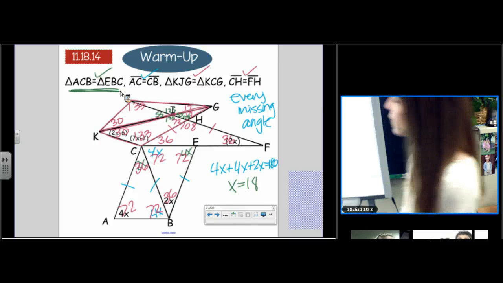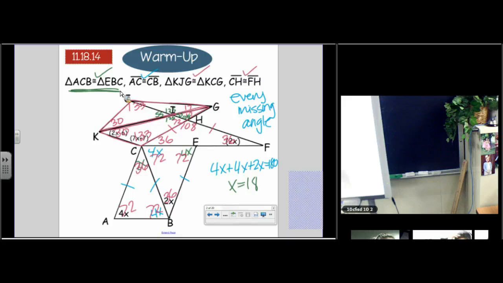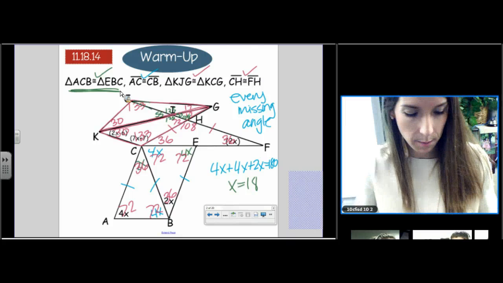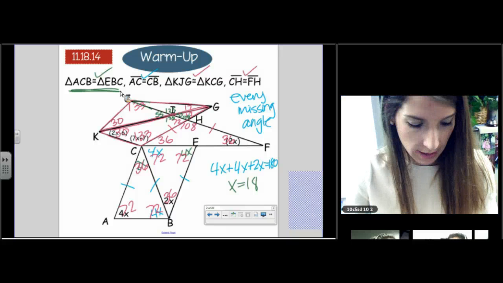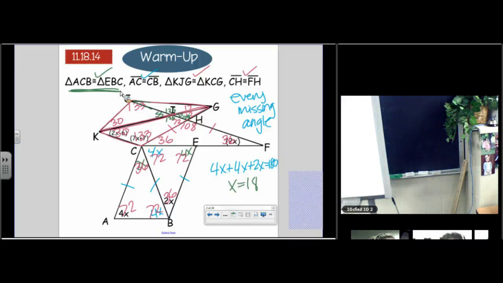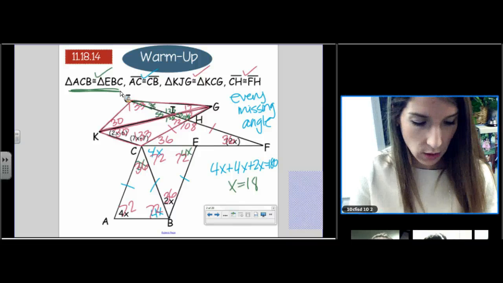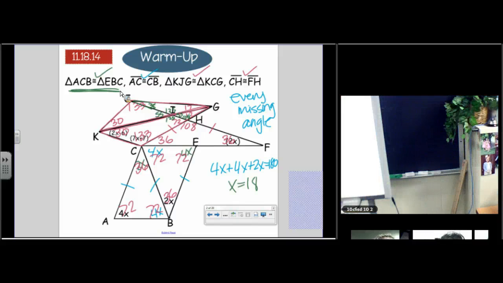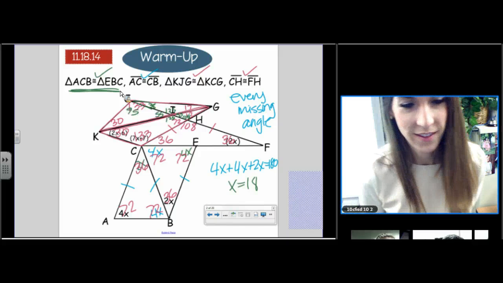Well, no, let's find this angle right here. Let's split up that 133 and see how that splits up. So 180 minus 125 minus 17, 38. And then to find the other angle, we would just do 133 minus 38, and we've got 95. Woohoo! Good?